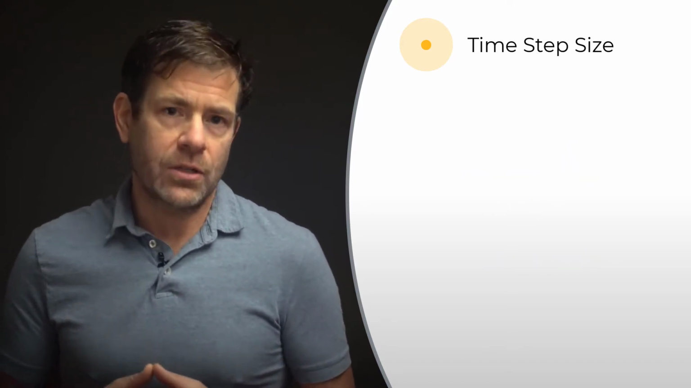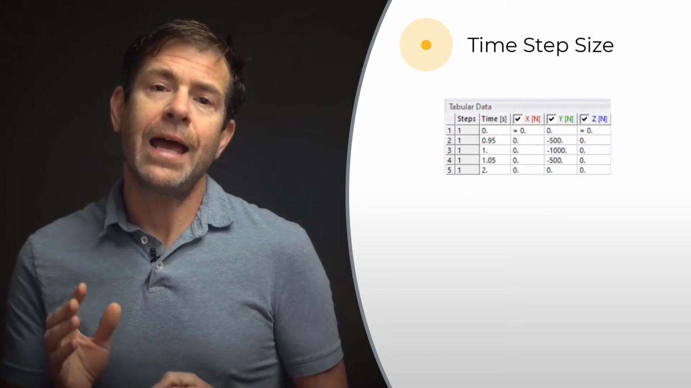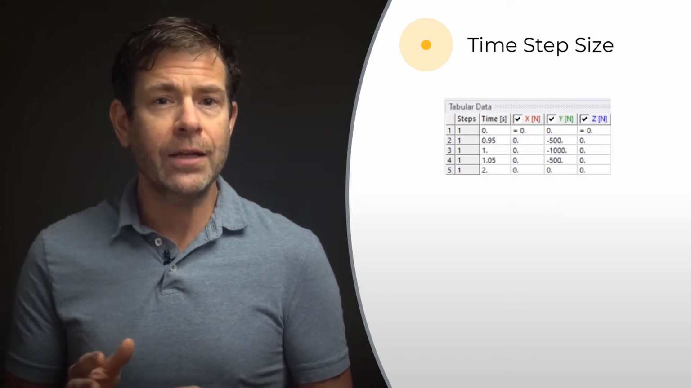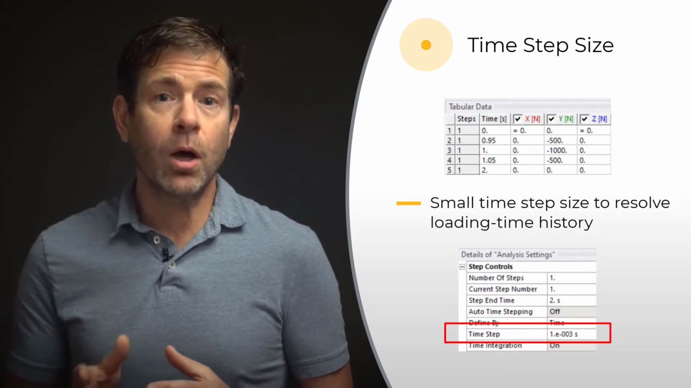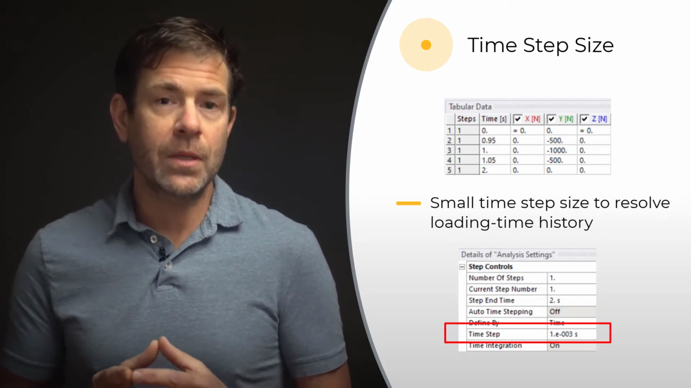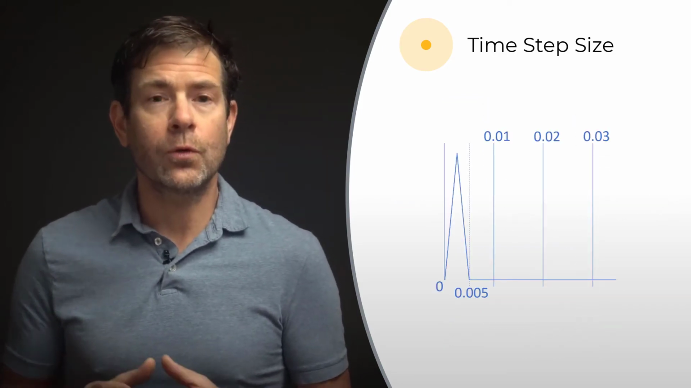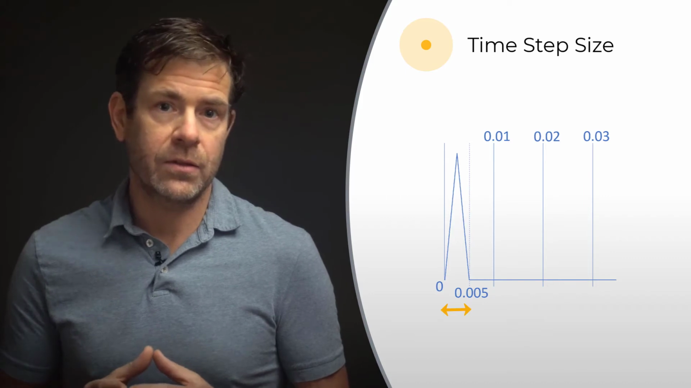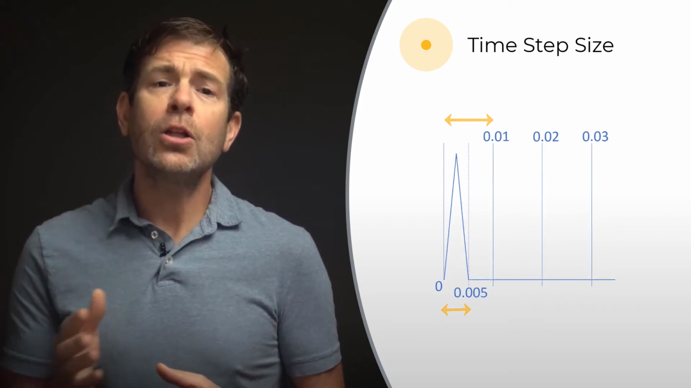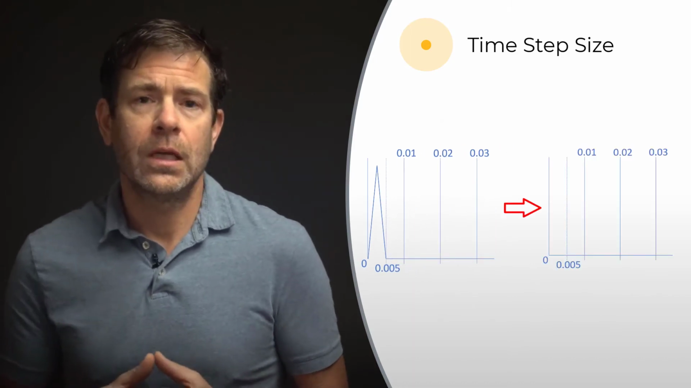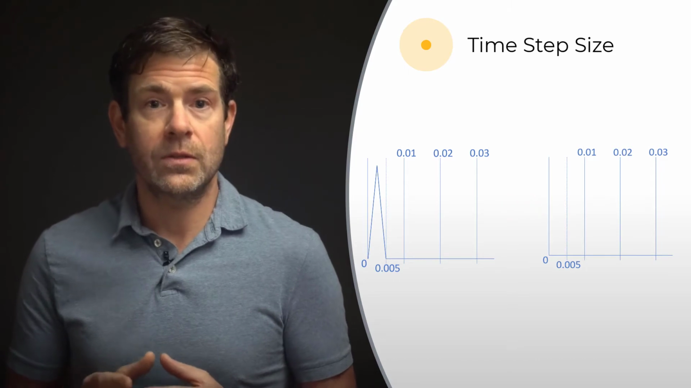Now, another consideration as to why the time step size needs to be sufficiently small is that any tabular loading that is applied will only be properly applied if the time step size is small enough to resolve the loading time history. In other words, let's say a transient pulse is applied over 0.005 seconds, but the time step is 0.01 seconds. Then the load is effectively passed over. So take care to specify a sufficiently small time step to avoid this.